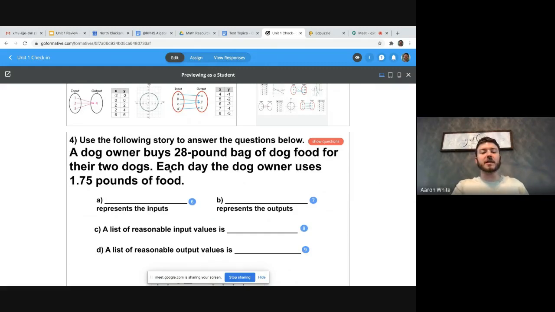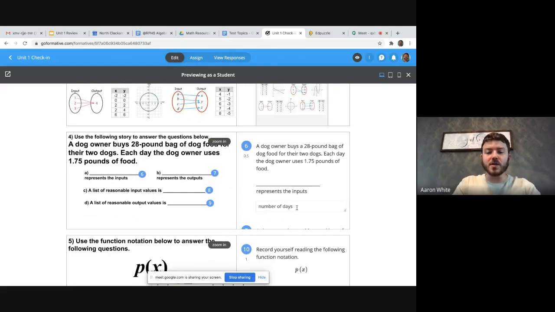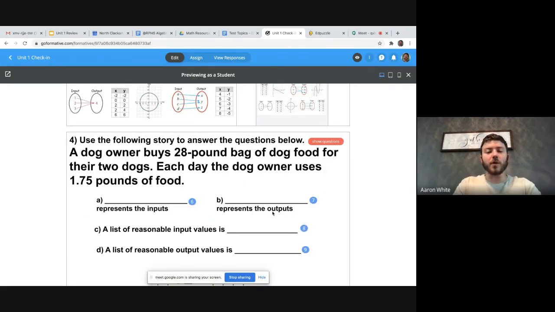The inputs are actually the days, because as each day passes, we're getting less and less food, right? And so the representation for our inputs is going to be the number of days. Then we need to decide what represents our outputs. As I plug in 1 day, 2 days, 3 days into my linear function, what's going to happen? Each day I'm going to have less and less dog food, right? But the output value that I get is telling me how much food in the dog food bag is left.